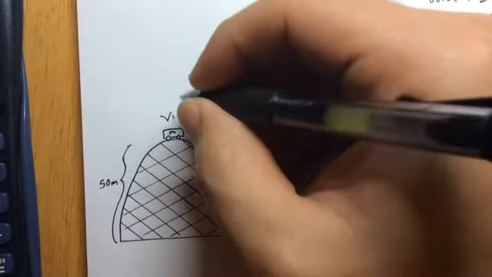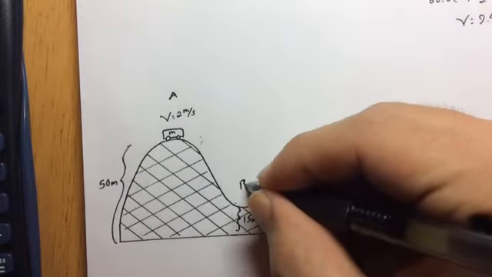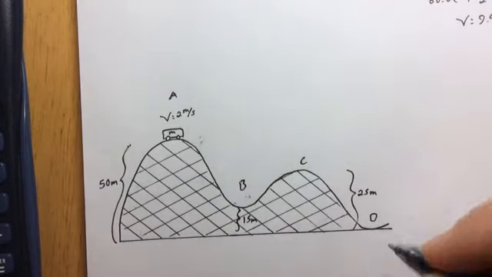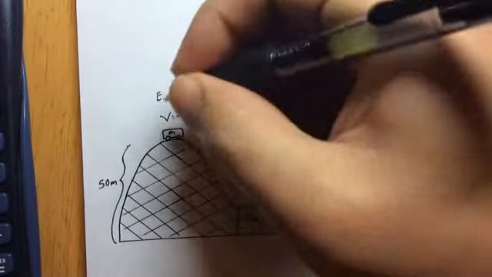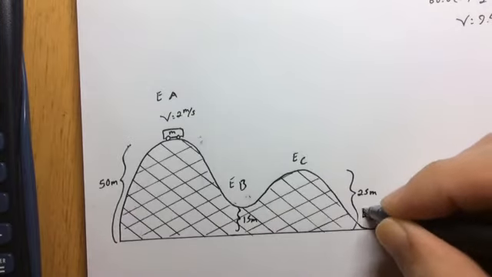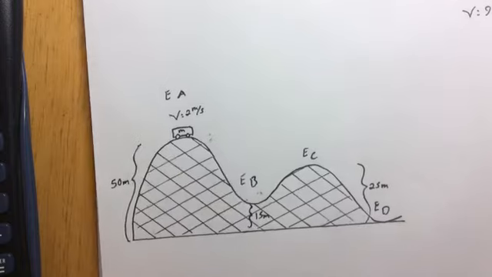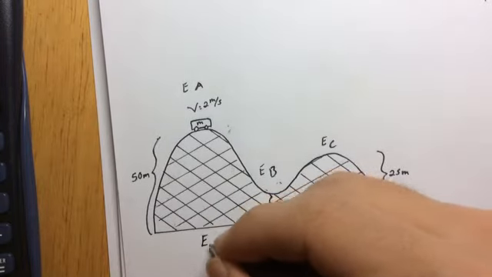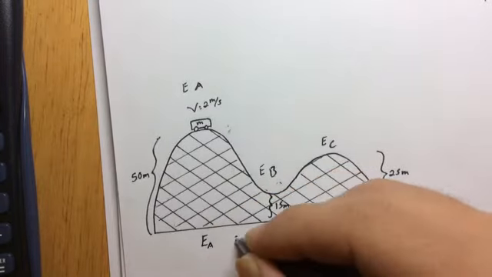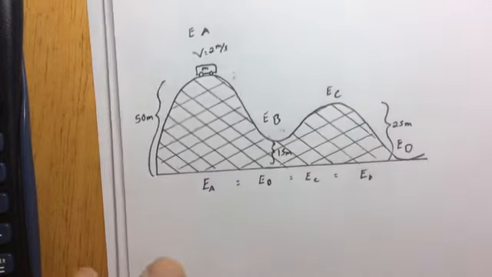We have 4 points to talk about: A, B, C, and D. Now, if we have no friction whatsoever, the energy at A, the energy at B, the energy at C, and the energy at D, all 4 of those energies should be equal to each other. We need to account for all of it. So let's write that. The energy at A is equal to the energy at B, is equal to the energy at C, is equal to the energy at D.